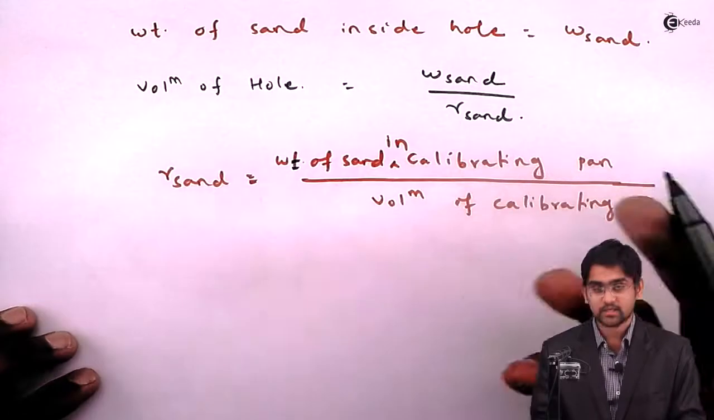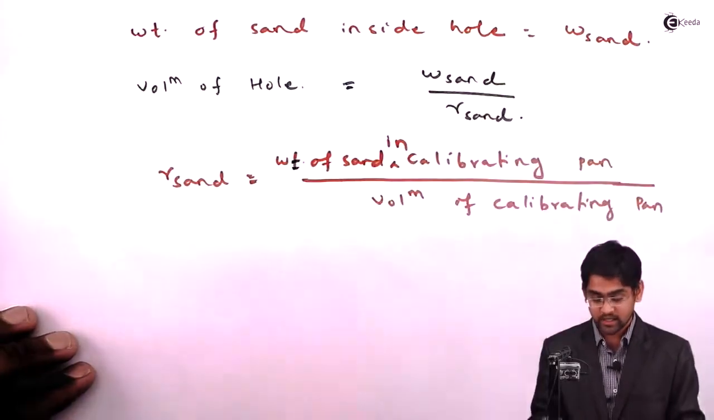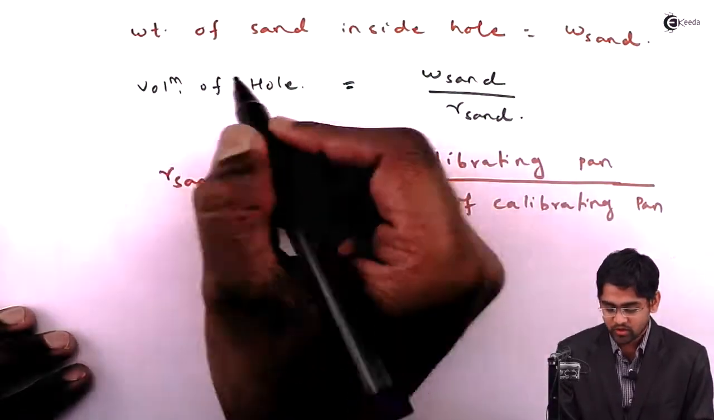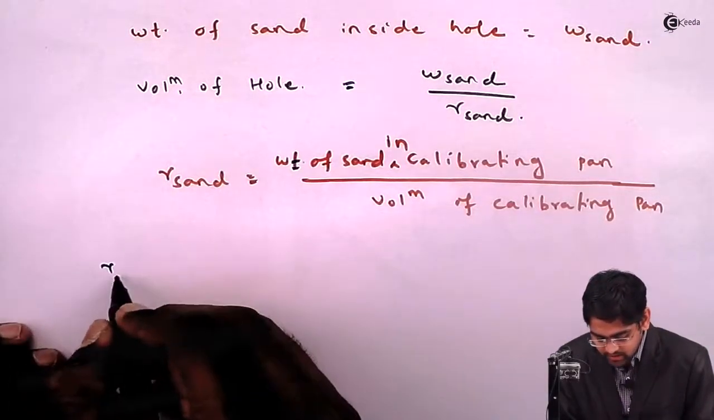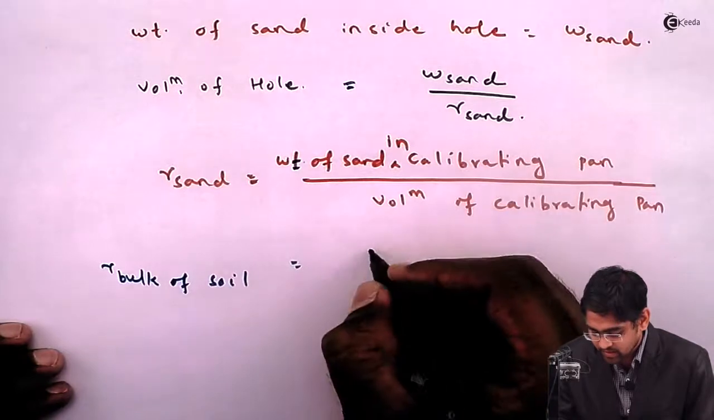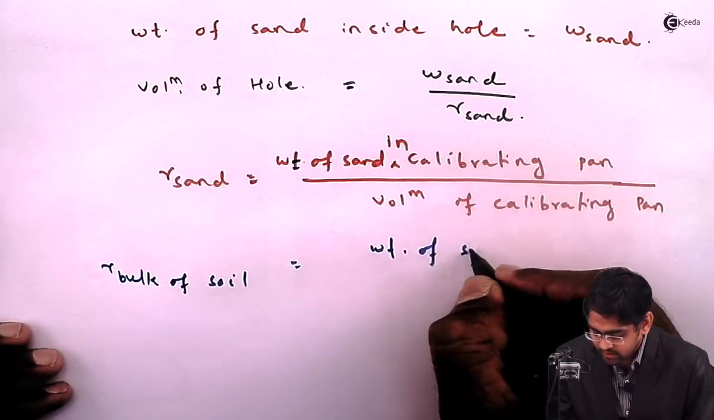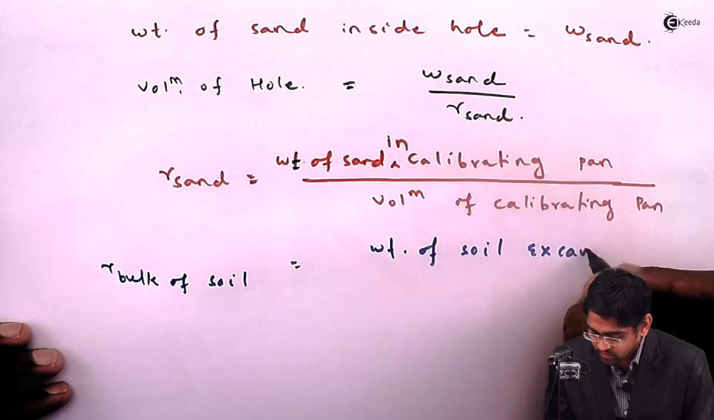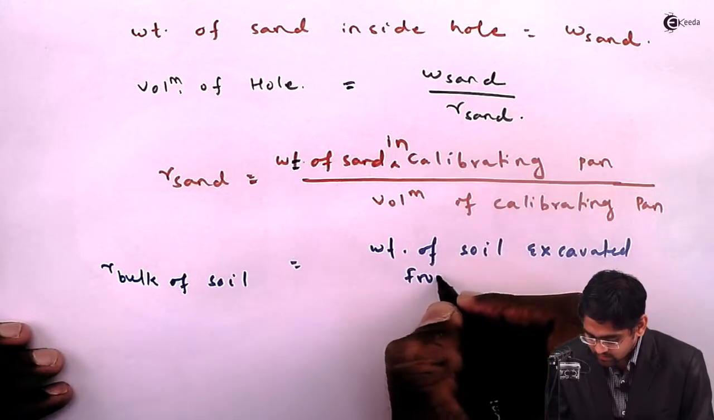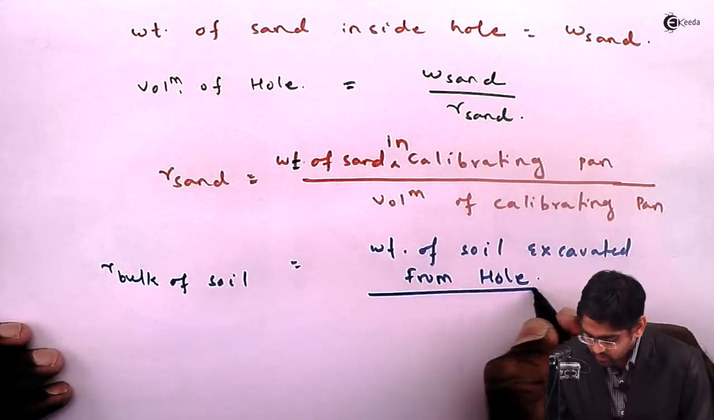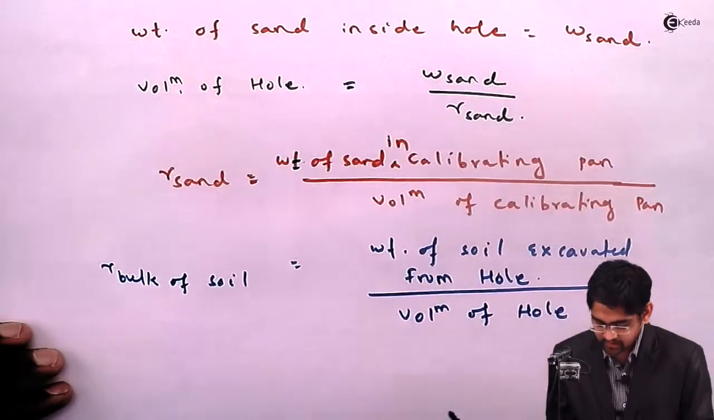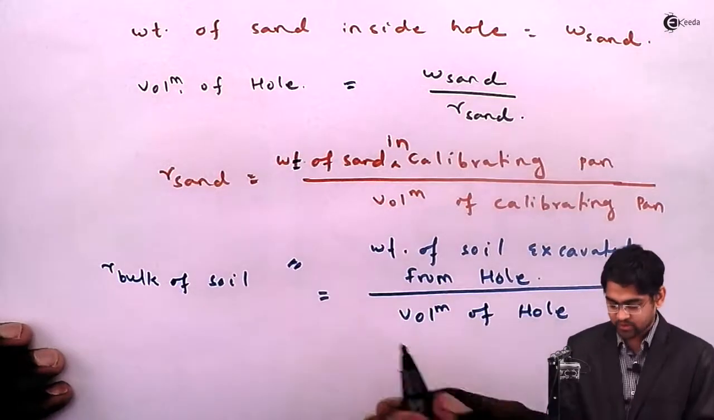Hopefully it is the same sand, it is a dry sand. We are not adding water at any stage. So from this density and weight, you will get to know the volume of the hole, and the bulk unit weight, or the in situ weight of soil, is nothing but the weight of soil excavated from the hole divided by the volume of the hole.